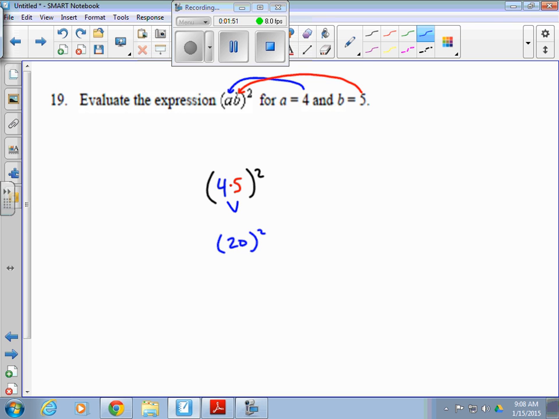And then 20 is squared, which means 20 times 20. You know the number 2 times 2 is 4. And since it's 20 times 20, we're going to add 2 zeros and make that 400.